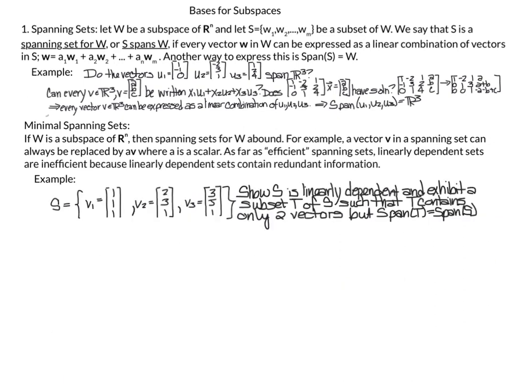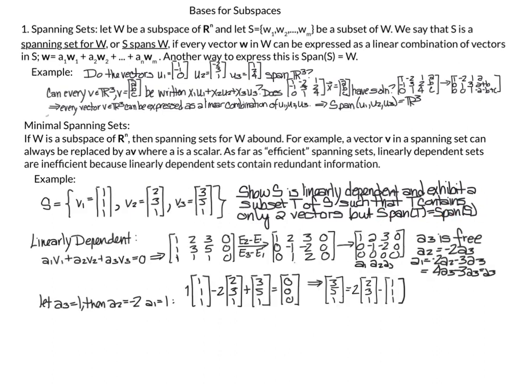For our next example, we have S equal to v1 equals (1, 1, 1), v2 is equal to (2, 3, 1), and v3 is equal to (3, 5, 1). We want to show S is linearly dependent, and then we want to exhibit a subset T of S such that T contains only two vectors, but the span of T is equal to the span of S.